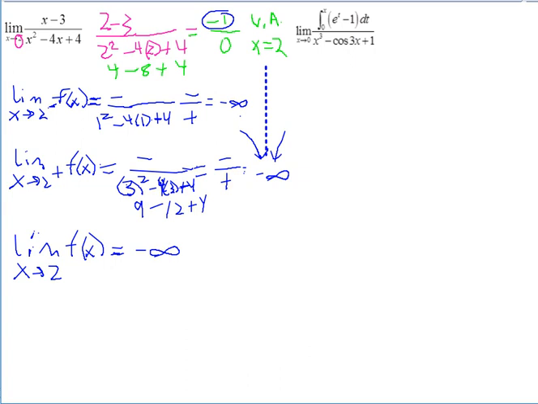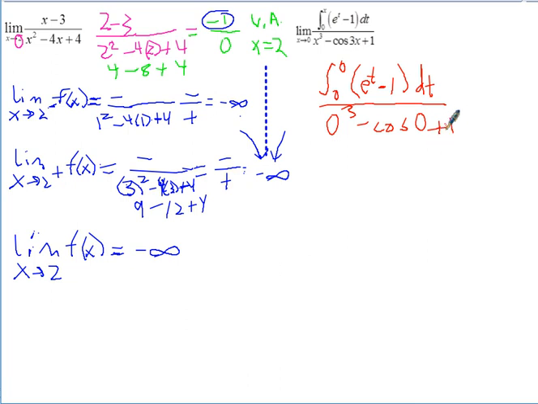So if we start on this one, we must have an integral in there. The integral from 0 to 0 of e to the t minus 1 dt, over 0 cubed minus 3 times cosine of 3 times 0, which is just 0, plus 1. With the integral from 0 to 0, there's no area enclosed there. That's just going to be 0. And that's 0. The cosine of 0 is 1. That's negative 1 plus 1, which is 0. So we get 0 over 0.